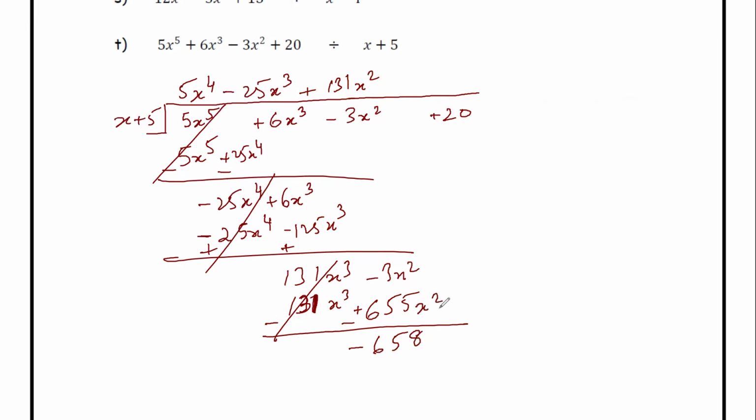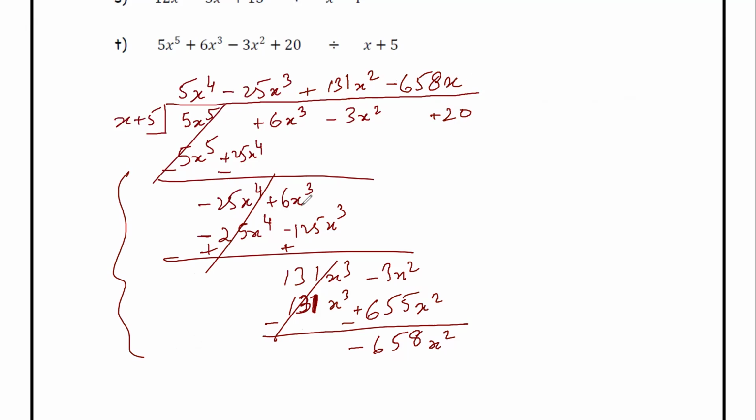X squared. Nothing to bring down because the x is missing. So I should have ideally written 20. This is x squared, then the gap for the x out here. So no, I was right. It's just that my spacing was incorrect with this workout out here. Anyway, so there is no x. So then it's negative 658x.